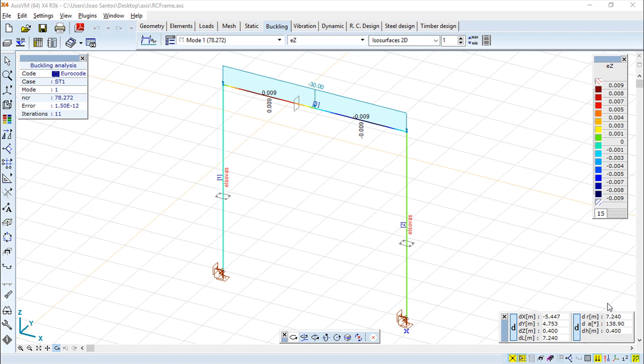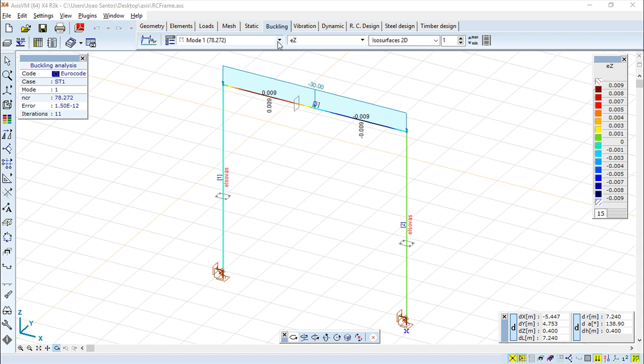And we have some specific information in this info window, which are these: NCR, which is the critical load multiplier; this error entry, which means the relative error of the eigenvalue; and finally, the iterations, which corresponds to the number of iterations performed until convergence was achieved.